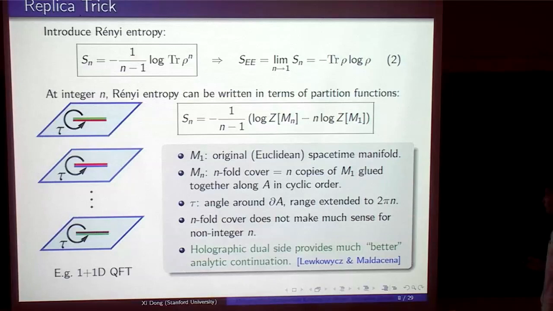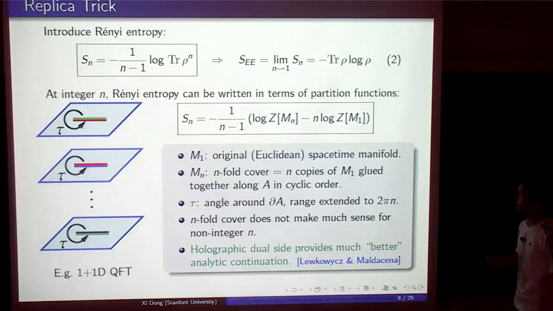And if we compute the log of the partition function on this n-fold cover, we can get the Renyi entropy for integer n. Let's just call this n-fold cover M_n, so the original space is M_1. This is just a name, so I can refer to it better. The n-fold cover itself does not really make much sense at non-integer n. It can only be defined for integer n.